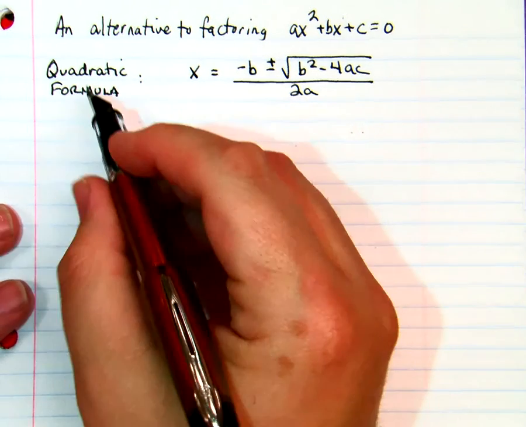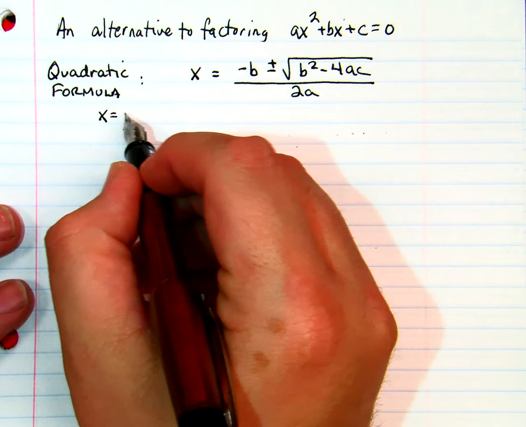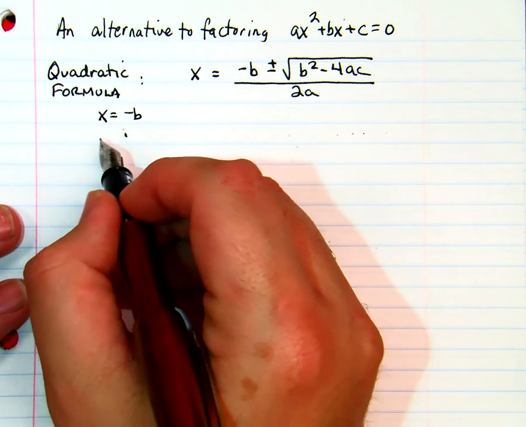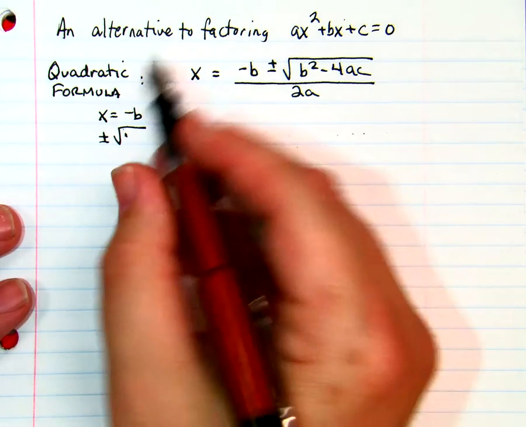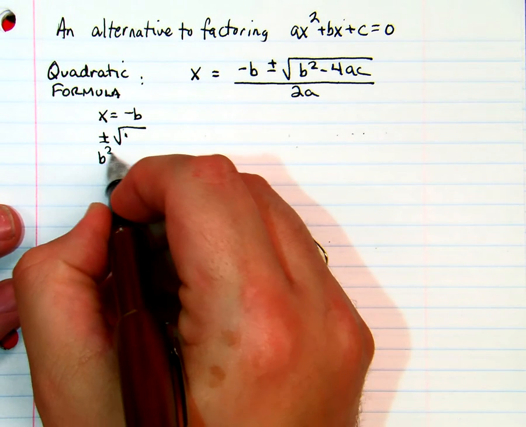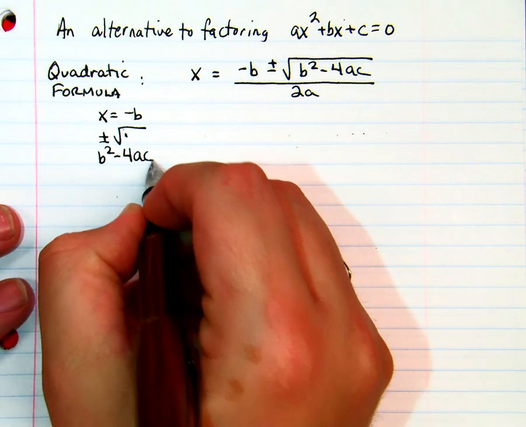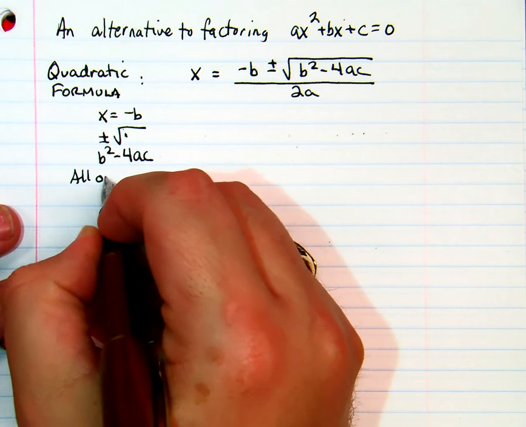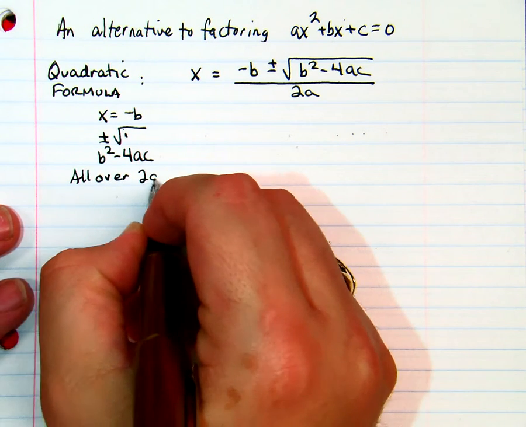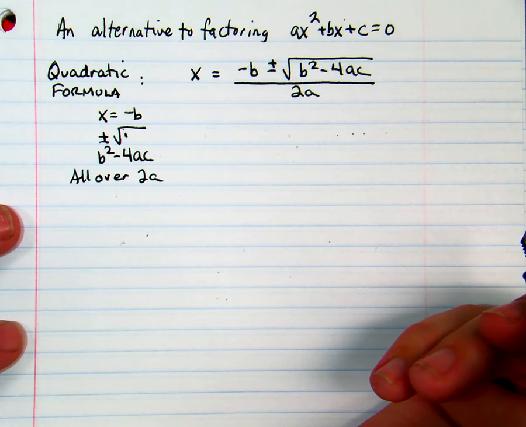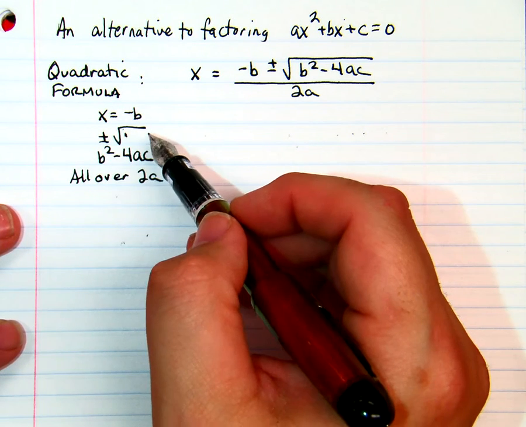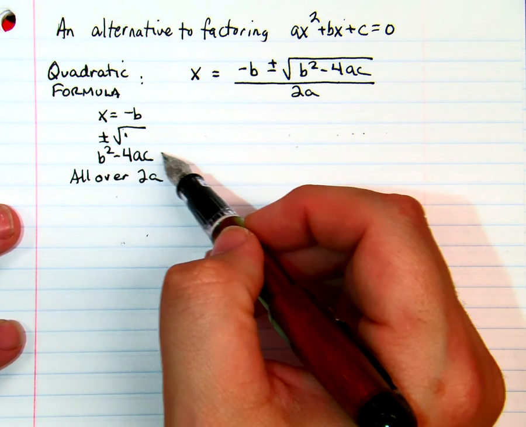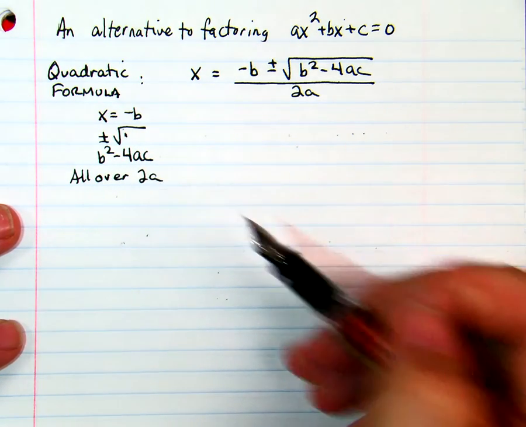X is equal to negative b plus or minus the square root of b squared minus 4ac, all over 2a. X is equal to negative b plus or minus square root b squared minus 4ac, all over 2a.